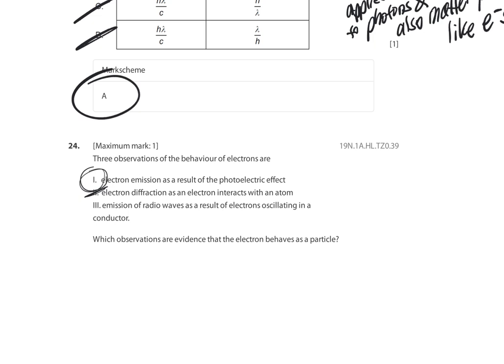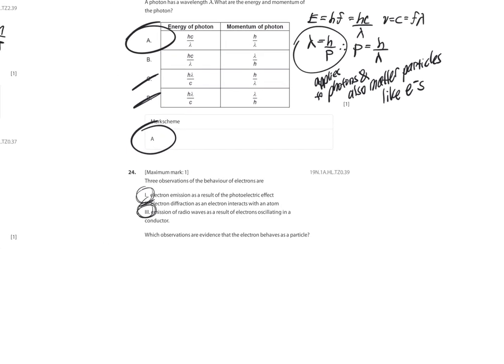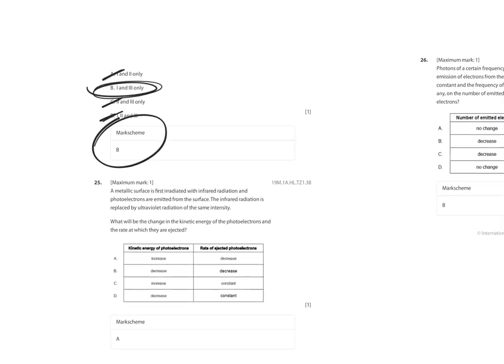And then emission of radio waves is a result of electrons oscillating in a conductor. Whenever a charged particle accelerates, it emits electromagnetic radiation. So yes, a charged particle accelerates, so that would make sense. Definitely not 2. 2 is classic wave, like diffraction. That is a wave thing, right? So yeah, it's 1 and 3 for number 24, and that is choice B.